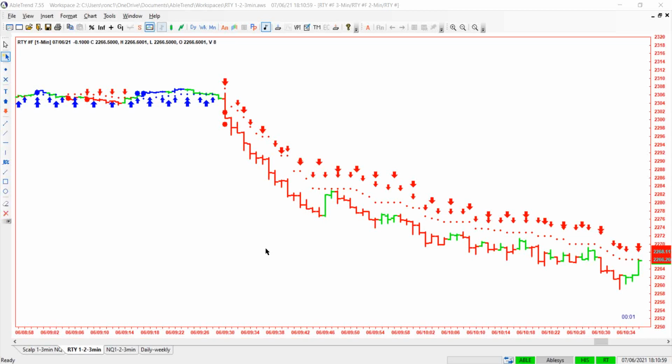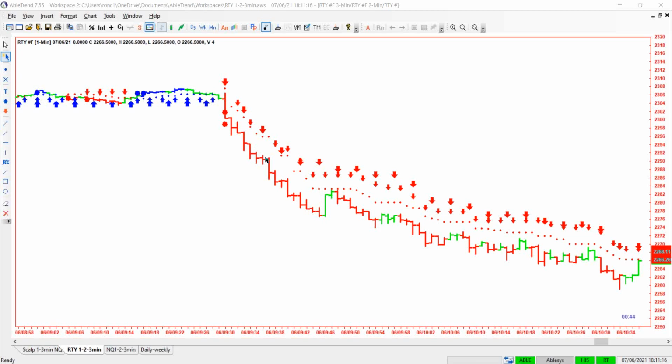Remember, this is 3 time frames in one chart. That's what makes it so cool. You've got a 1 minute, 2 minute, and 3 minute all combined into one chart. The dot is the 1 minute, it's red. The small arrow is the 2 minute, it's red. The big arrow is the 3 minute, it's red. Triple confirmation, and the bar is red.